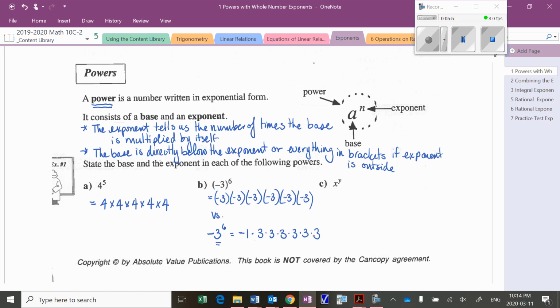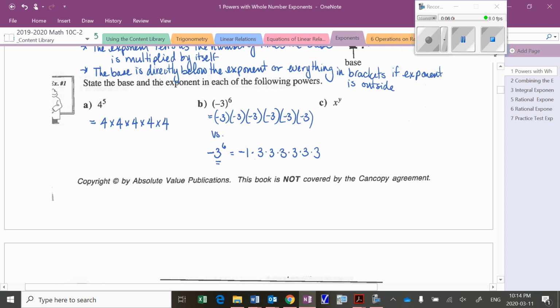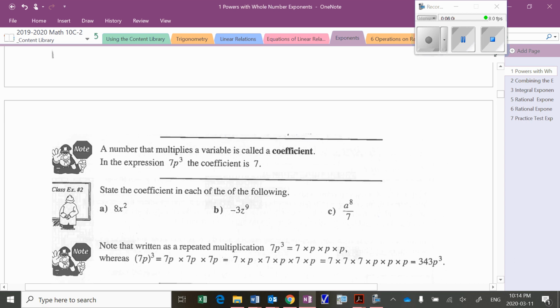Okay. For example number 1, C, for x to the y, of course y is our exponent and x is the base, but because I don't know the actual value of y, I would not be able to put that into an expanded form.